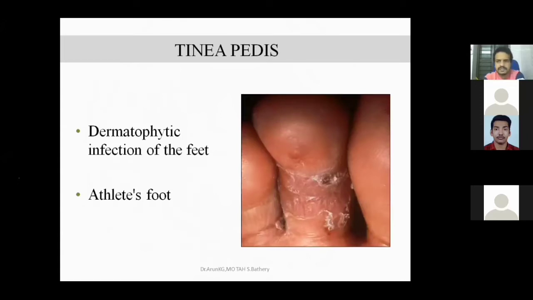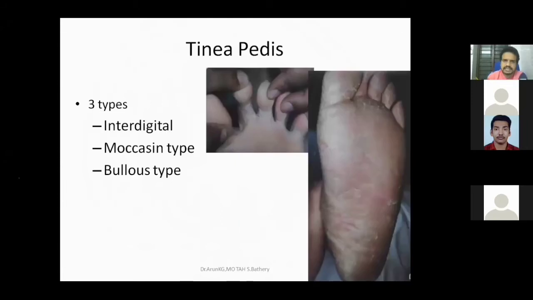And next dermatophytic lesion is Tinea Pedis. Here what we have to note is that there will not be any annular lesion. There are three types of Tinea Pedis mentioned. The interdigital, in this picture we can see, is the most common type. In between the toe web spaces there will be whitish and reddish, more or less white-reddish lesions.